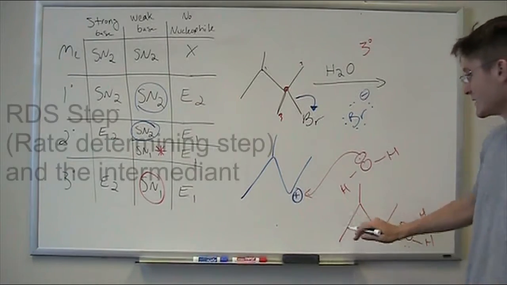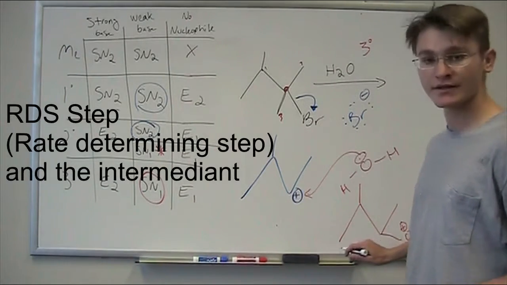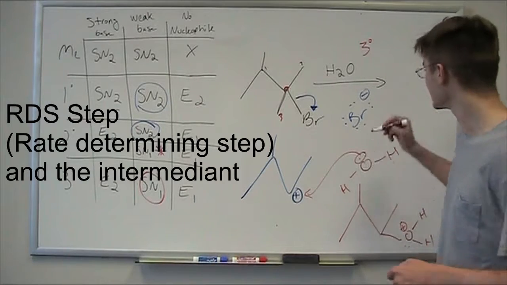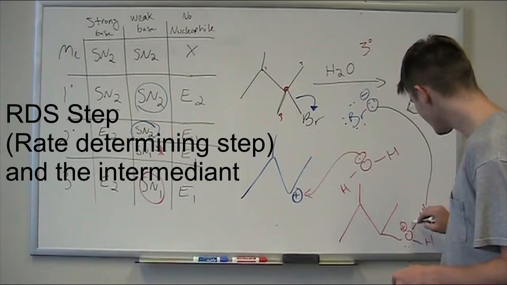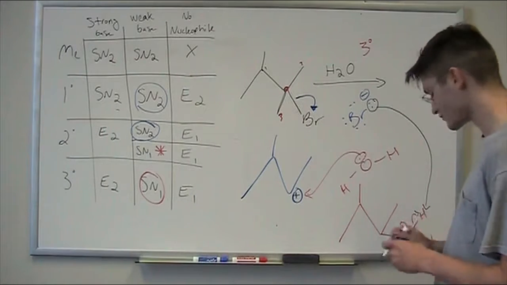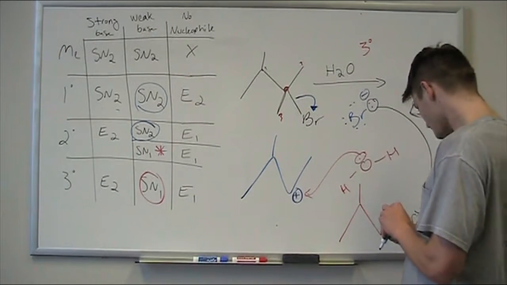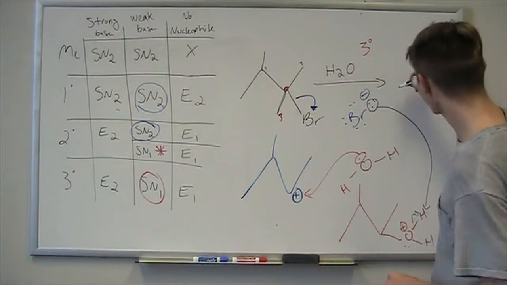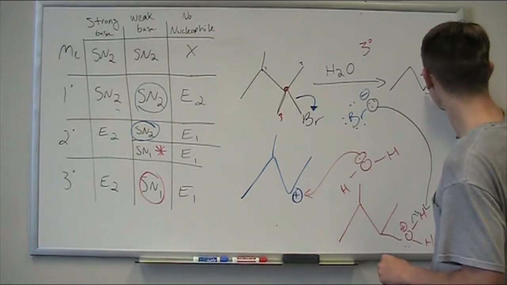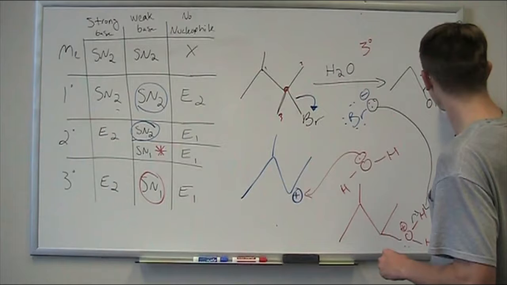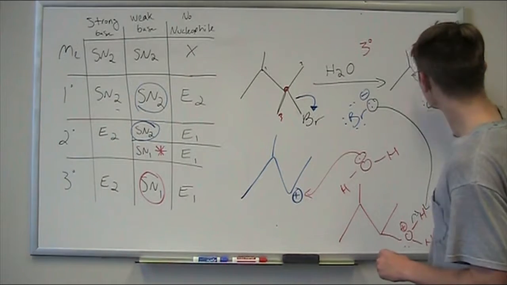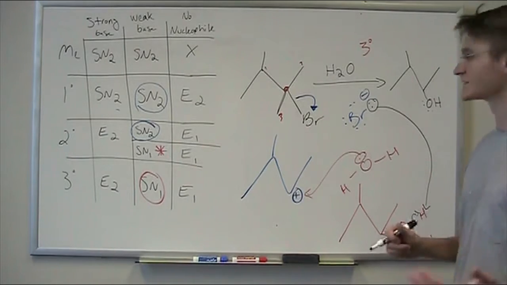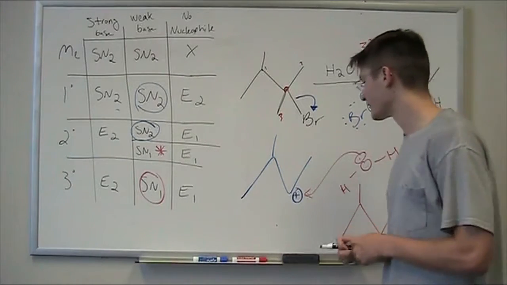This is our second step. This is our intermediate in this one. It's our rate determining step. We're going to have these electrons attack one of these hydrogens. The oxygen will kick off one of the hydrogens, and we will form our final product. So our oxygen is happy with 6 electrons, and we have formed our product.